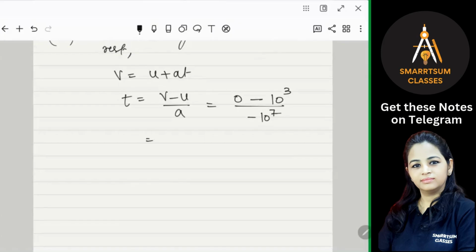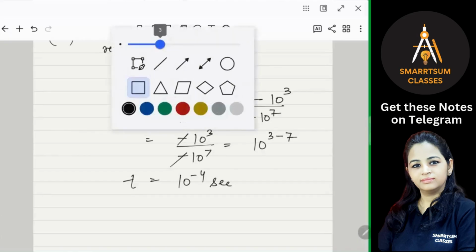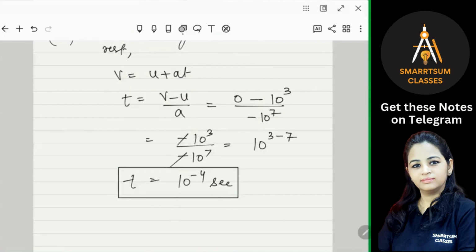Right? Okay. So this negative sign will cut, right? And this will become 10 to the power 3 minus 7, that is 10 to the power minus 4 seconds. So in how much time does it come to rest? In a very, very short span of time, right? Okay, 10 to the power minus 4 seconds. So this shows that it comes to rest in very, very small time. Or you can say t is equal to 1 upon 10 to the power 4 seconds.